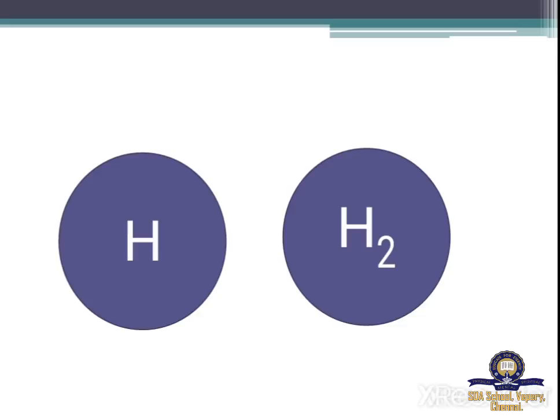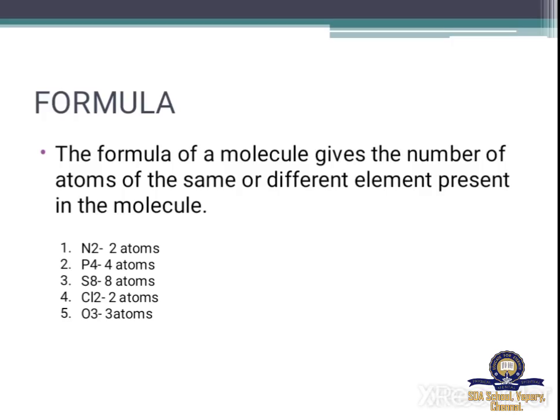Let's see the definition of formula. The formula of a molecule gives the number of atoms of the same or different element present in the molecule. Okay, the examples are listed below. For nitrogen, the formula is N2 and it has 2 atoms. For phosphorus, the formula is P4 and it has 4 atoms.